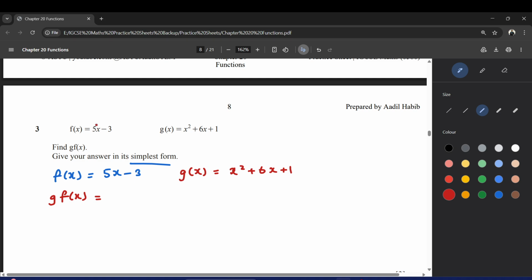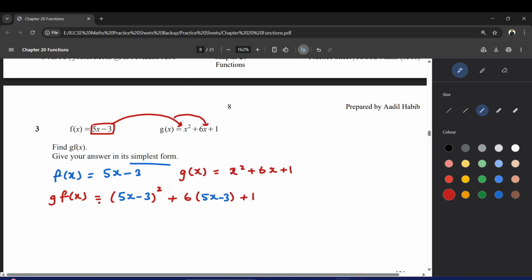That means you have to substitute 5x minus 3 into the x over here as well as into the x over here, because in the function g of x we have two x's, so there will be two substitutions. The first substitution is going to be of x square. Inside x square, what am I going to write down? That will be 5x minus 3, plus 6 times, again you have 5x minus 3, and then plus 1.